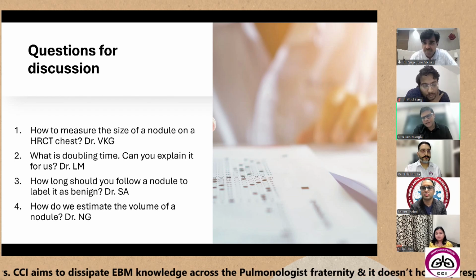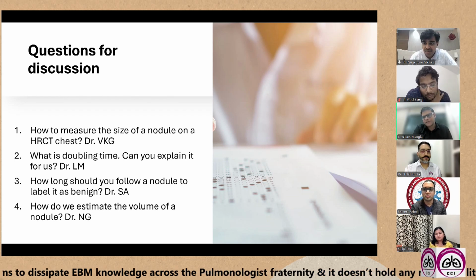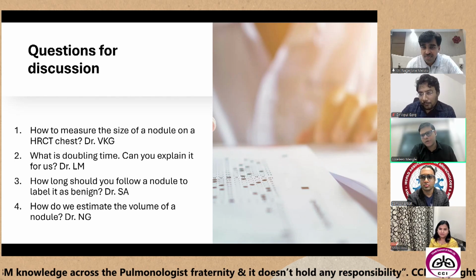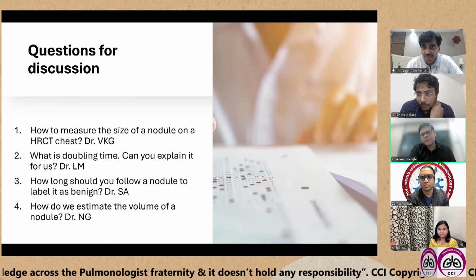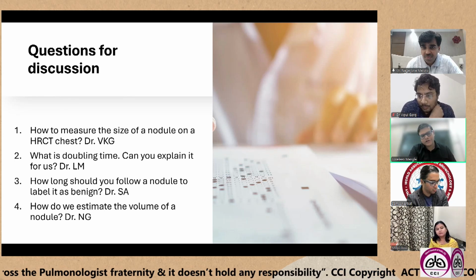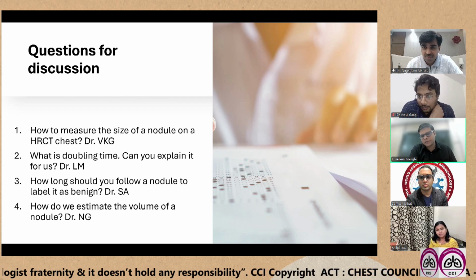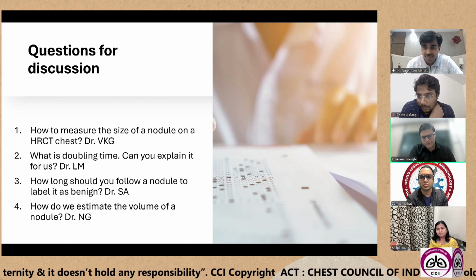But if the doubling time is less than 20 days, we think it is more of an abscess or tuberculosis. If it is more than 400 days, we can take it as a hamartoma or maybe some granuloma infection. But any nodule which is stable for 2 years, we can label it as a benign etiology also. So doubling time definitely helps us.